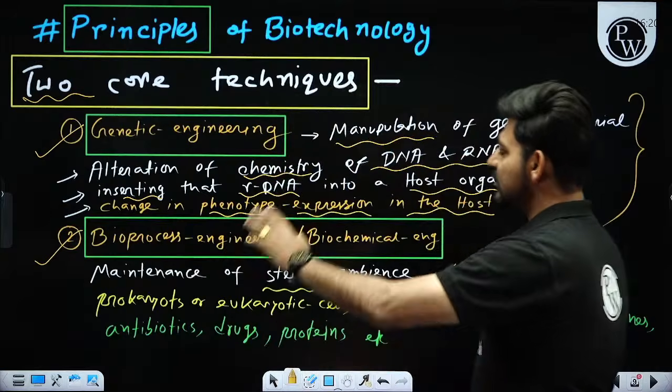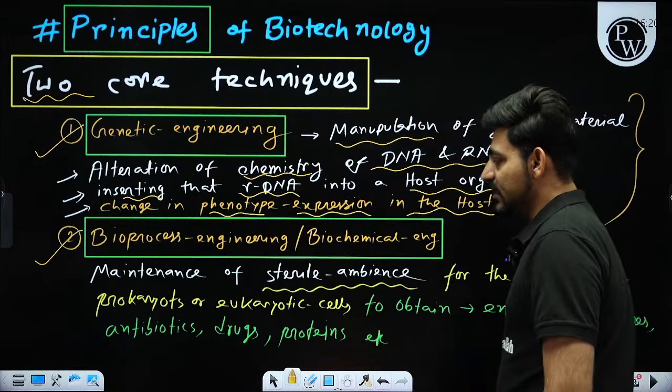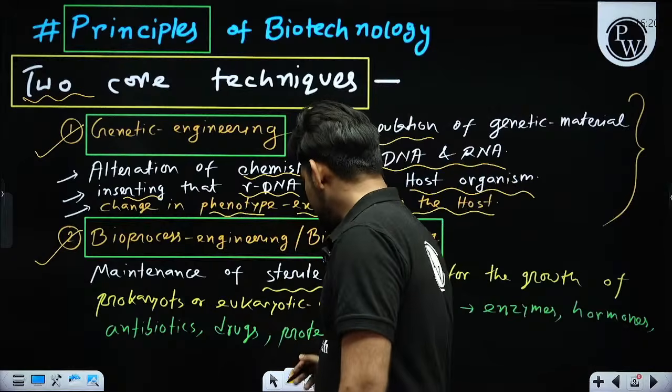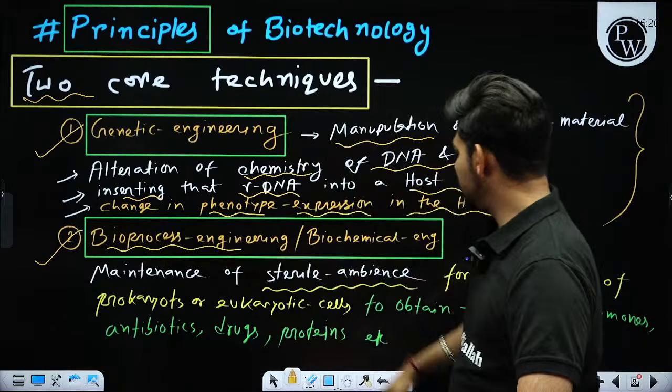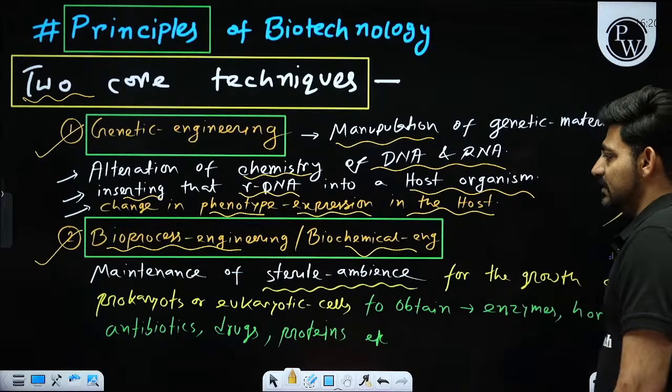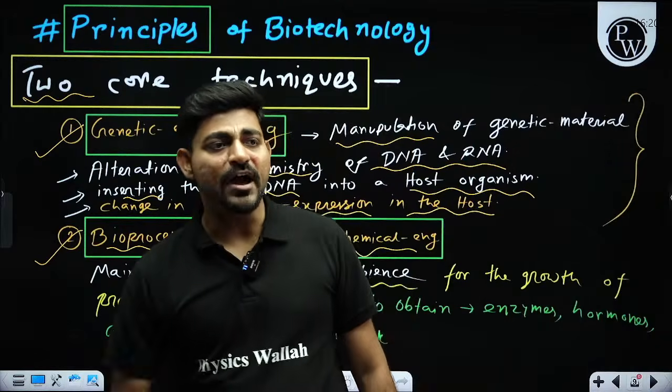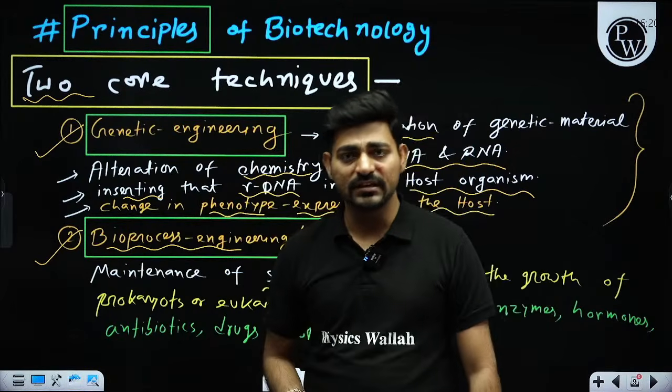Okay, so that is all about genetic engineering. Now what is the second principle? That is bioprocess engineering or biochemical engineering. Now what is the importance of bioprocess engineering or biochemical engineering?